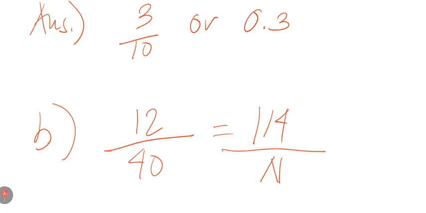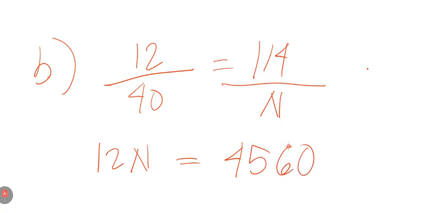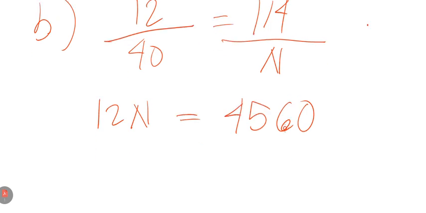Now, since we have those numbers, let's find the estimate. So we have 12 times N, that's going to be 12N, and 114 times 40, that's going to be about 4,560. After that, we're going to divide both sides by 12.